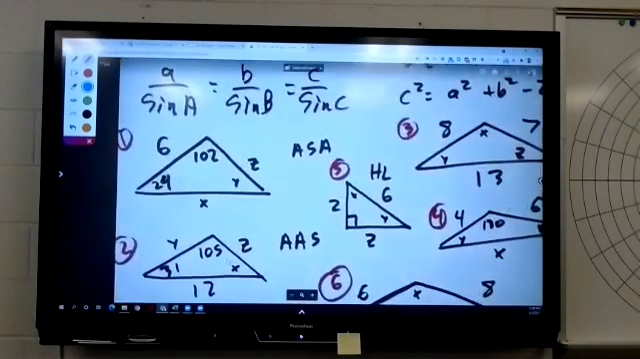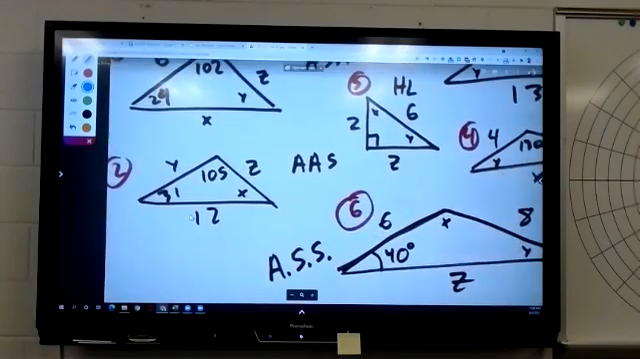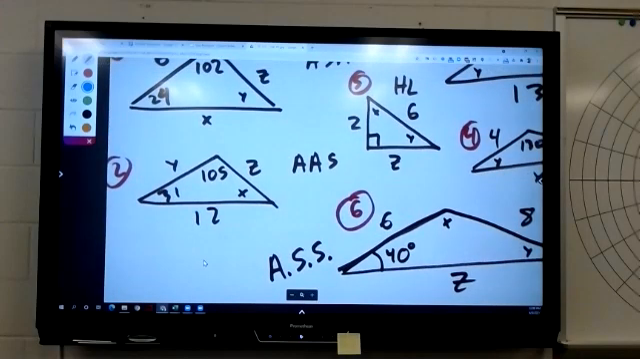Okay, how am I going to do number 2? I can find this angle, that's easy, but I don't have to start with that. What could I start with right now? Could I do 105 and 12? Would those two go together? And then could I find the missing side?